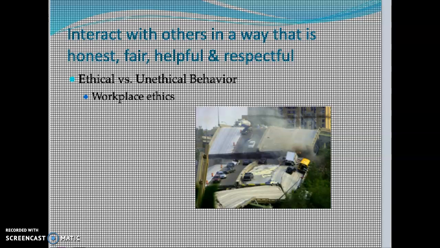Talk about unethical and ethical behavior, workplace ethics. I'm hoping that you're aware that there's certain ways you act in certain respective areas, and be careful what you say, because a lot of times this can really play a role in how your future develops.